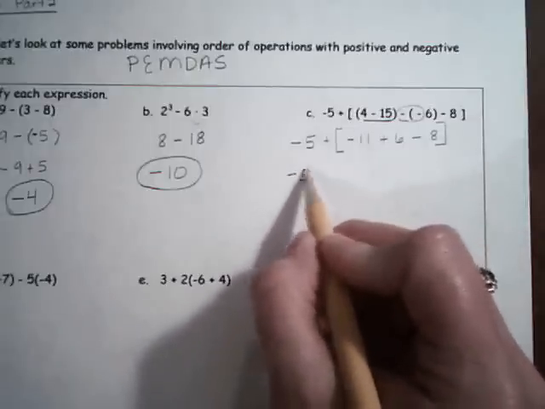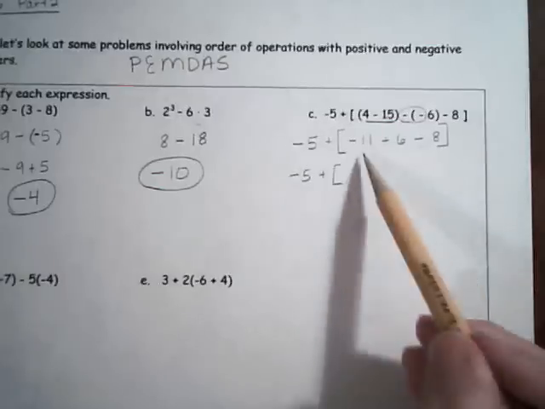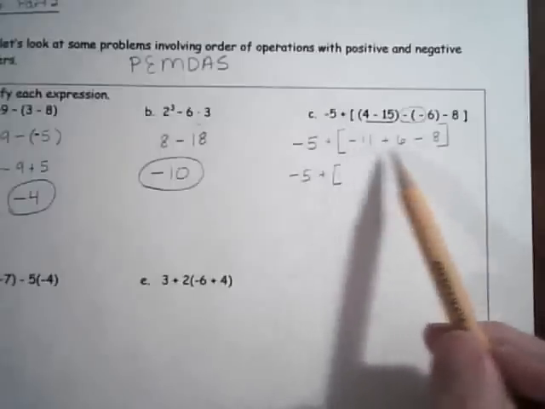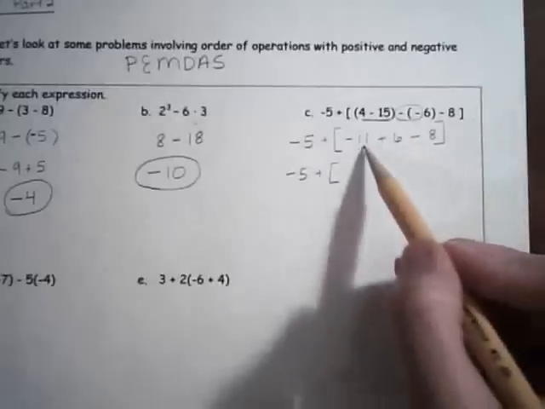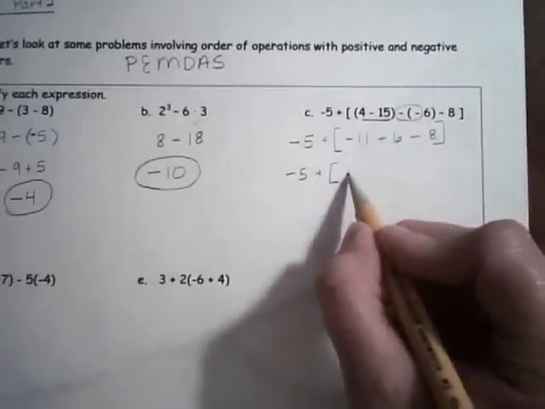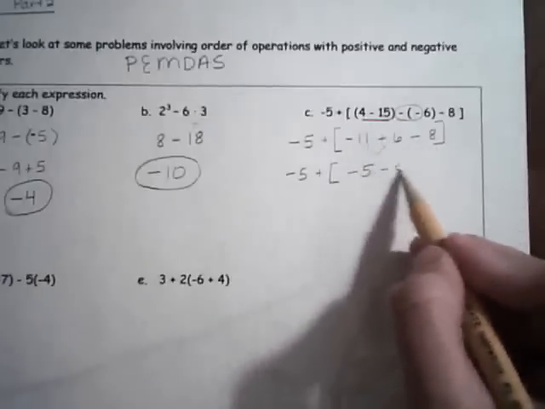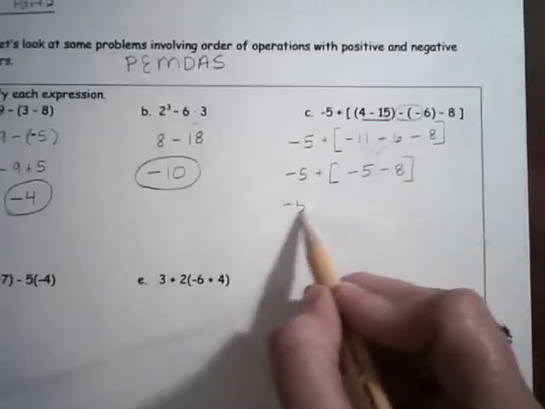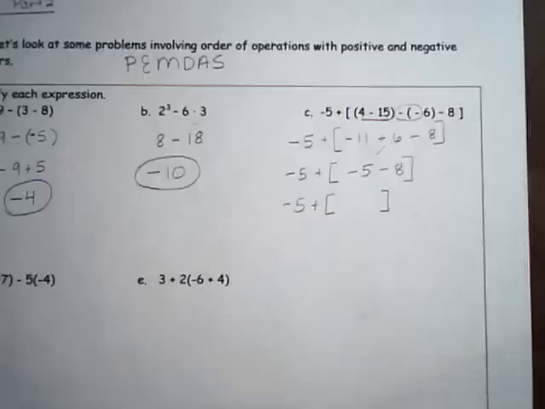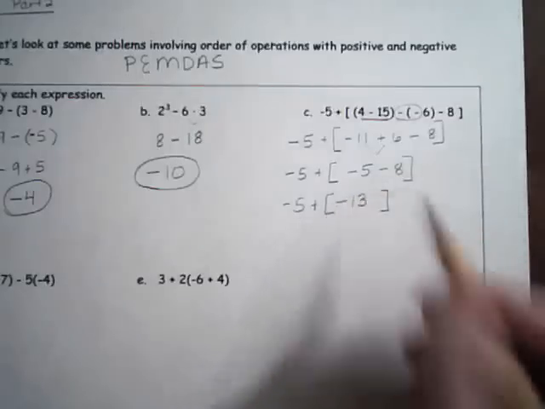I'm going to rewrite -5 plus. In the bracket, I could go left to right, because all I have now is just combining. I don't have any multiplication or any other operations going on. So -11 plus 6, the signs are different, so I subtract, take the sign of the higher number, that would be -5. Bring down the -8. And then again, -5 plus, what am I going to have in the brackets? The signs are the same, both negative, so that means I add and keep the sign, so that would be -13.